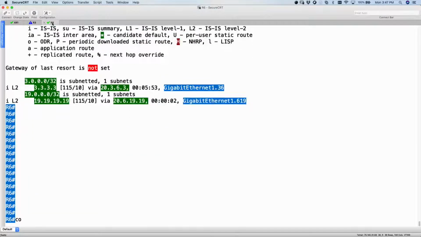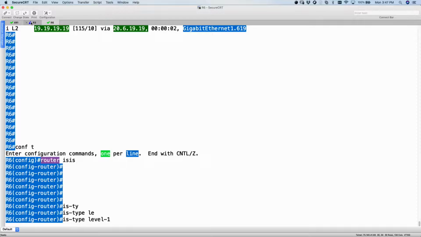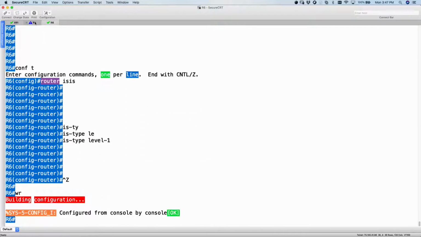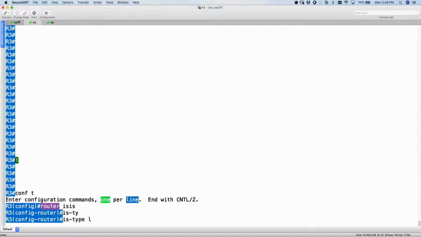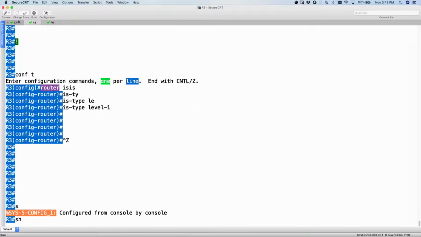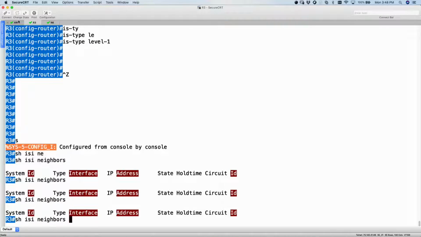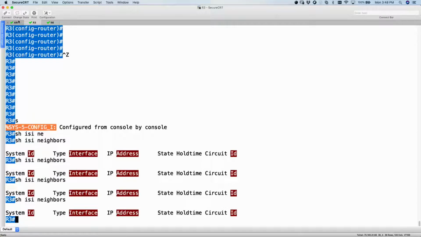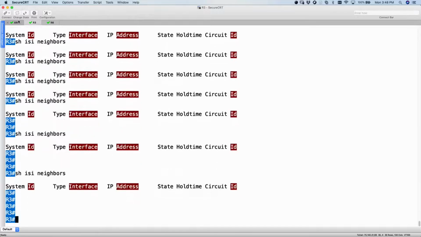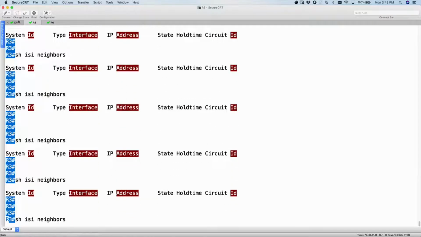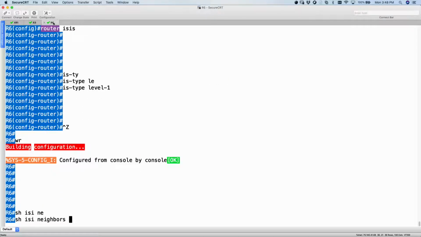So going back to R6, under router ISIS, I would say IS type level 1. And same thing I would do on R3. Router ISIS, IS type level 1. So now if I do a show ISIS neighbors, we should be level 1 neighbors only, not level 2. And my database should only have level 1 information. I would not see level 2 information. Let's go to R6 and verify if he has formed neighbors with XR1.